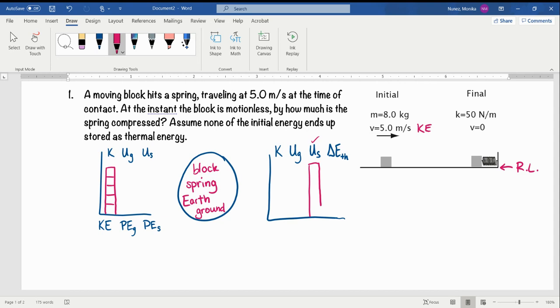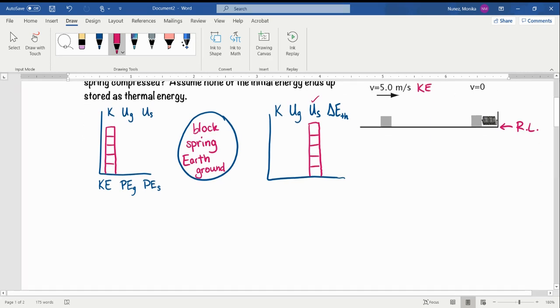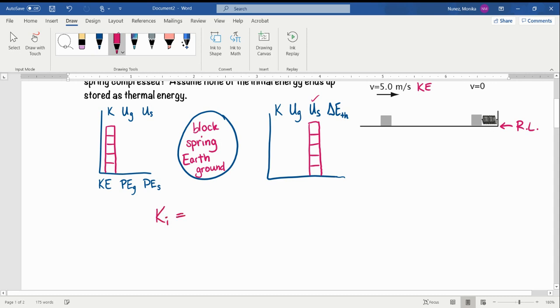Since I have nothing outside of my system exerting a force on my system, that initial kinetic energy that I had is going to be equal to that final elastic potential energy that I had. And we know that the next step in our problem here is to write out our equation. So K initial equals U_S final, or again, if you're in regular physics, our equation would be KE initial equals PE_S final. Just using those slightly different symbols to be consistent with our textbook there.